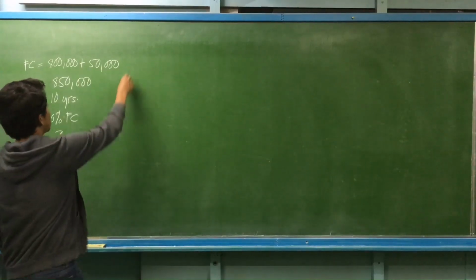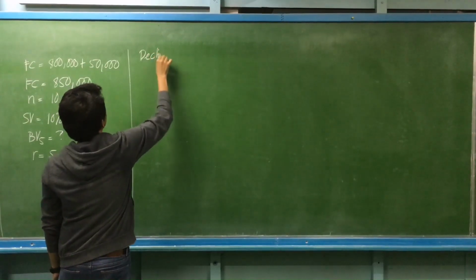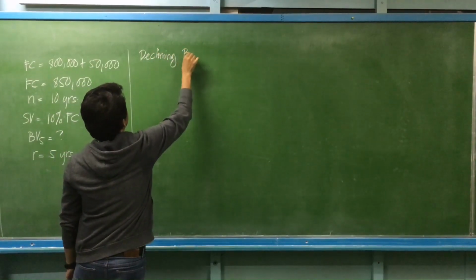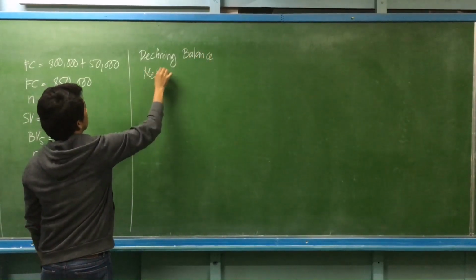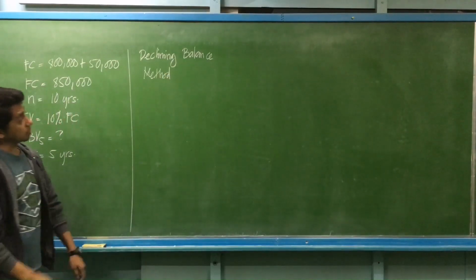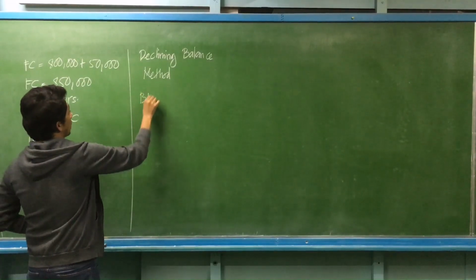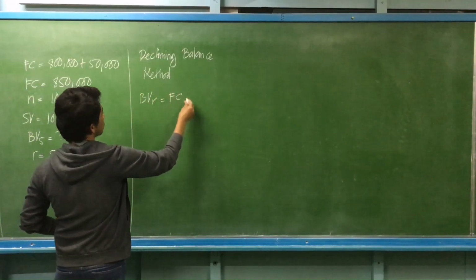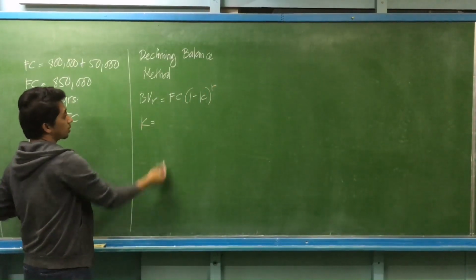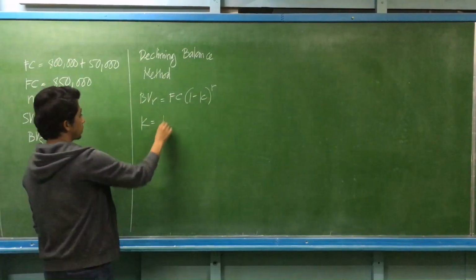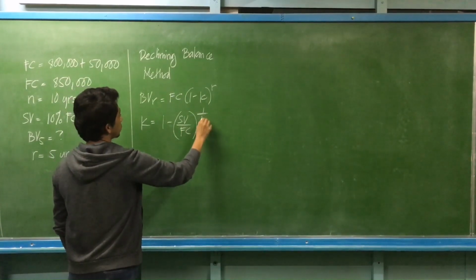So constant percentage, this is the same as the declining balance method. Paano kumuha ng book value nito? We have the book value R is equal to first cost divided by 1 minus K raised to R. Paano kumuha ng K, or that is the rate of depreciation? This is the same as 1 minus salvage value divided by the first cost, raised to 1 over useful life N.